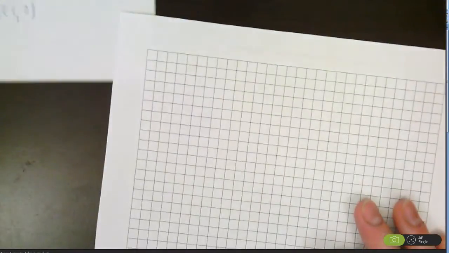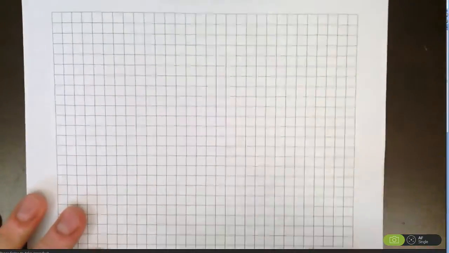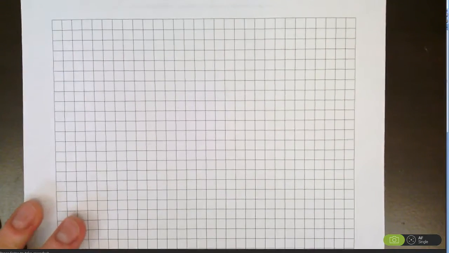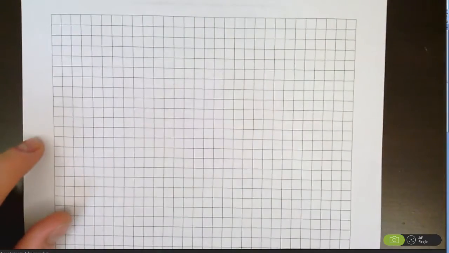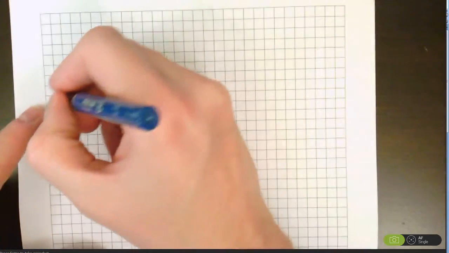So I'm going to move this off to the side. Get out my xy axis. Okay, I don't have a ruler at home, do I? Nope. Dang it. I did have one, but my daughter stole it.